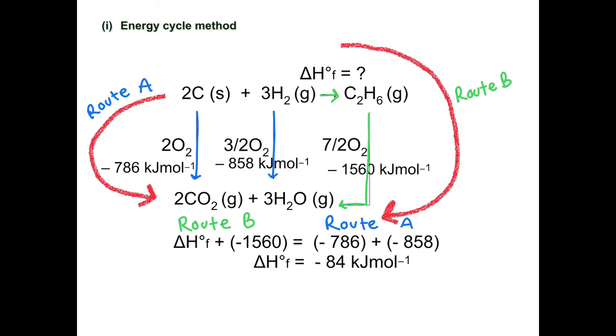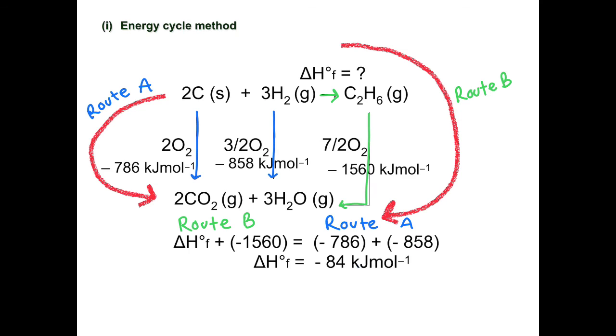The second method is the energy cycle method. First of all, we write the equation for the formation of ethane: 2 carbon plus 3 H2 produce C2H6. Then we relate 2 carbon reacting with 2 oxygen to produce 2 CO2. And then we write the equation for 3 H2: 3 H2 react with 3/2 O2 to produce 3 H2O. The products 2 CO2 and 3 H2O can be related to the C2H6 from the third equation, which is C2H6 plus 7/2 oxygen produce 2 CO2 plus 3 H2O.